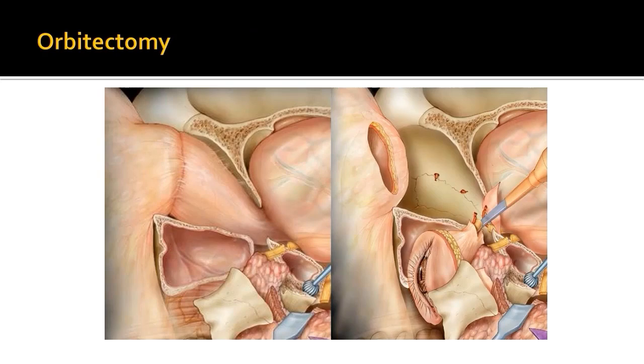The technique of orbitectomy, as for cribriform plate resection, is somewhat beyond the scope of this chapter. However, I will describe it here.